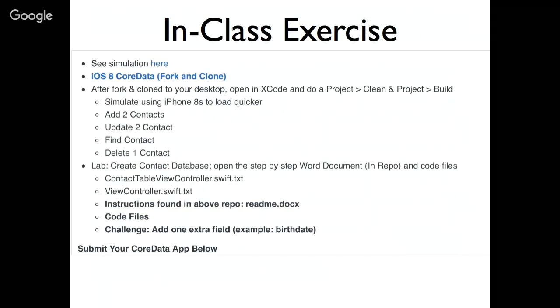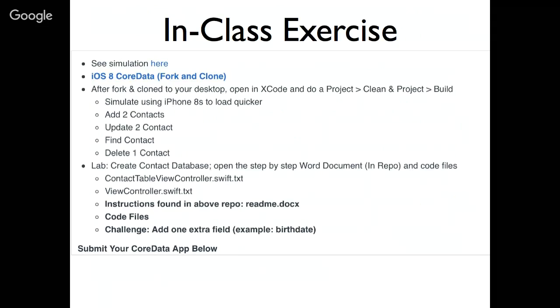So for the end class, what we're going to do is we're going to fork and clone iOS core data for week 8. We're going to download it, open it in Xcode, do a project clean, project build. The reason I want you to do that is in Xcode, when you do that, it's going to clean up any junk that might be in the code from whenever I submitted it. It might be stuff specific to my machine.